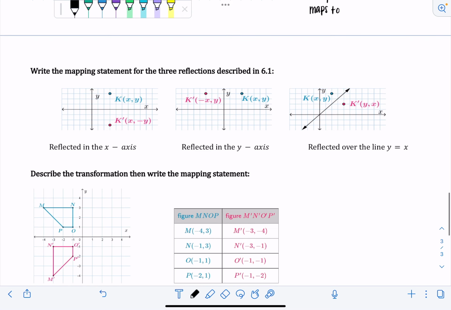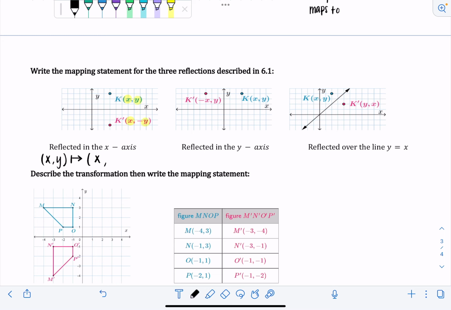So for the first one, the mapping statement is we start with (x, y) and then maps to, and then we want to describe what's happening to the points. If you look between K and K prime, x is staying the same. So no change is happening to x, and we don't have to describe a change there. It would just be x, because x is staying the same. And then for y, we're going from y to negative y.